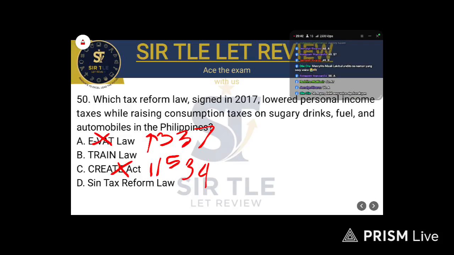Grabe ka naman, Chair Oli. Hindi correct si letter A.